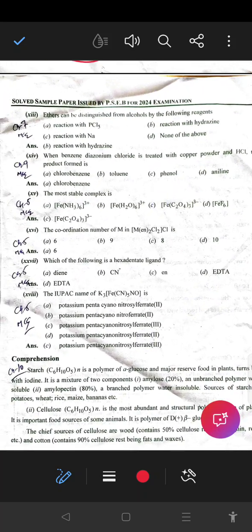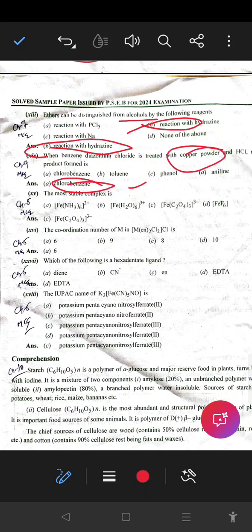Next, ether can be distinguished from alcohol by the following reason. As we know, the reaction with hydrazine, option B is the right answer. So next, when benzene diazonium chloride is treated with copper powder and HCl, the product is chlorobenzene. As we know, this is the Gattermann reaction, with copper powder.